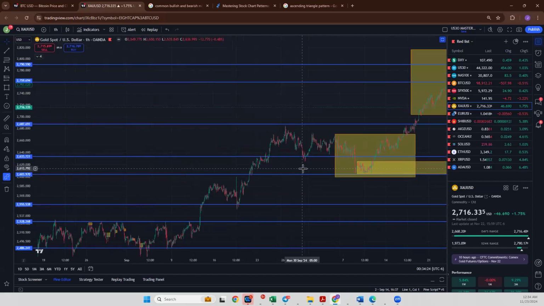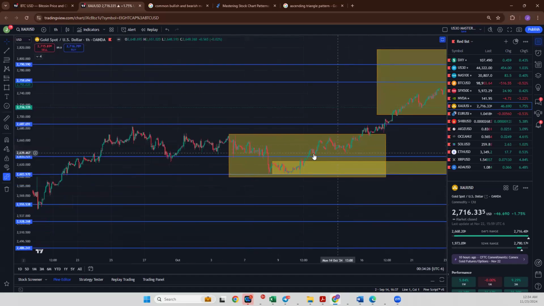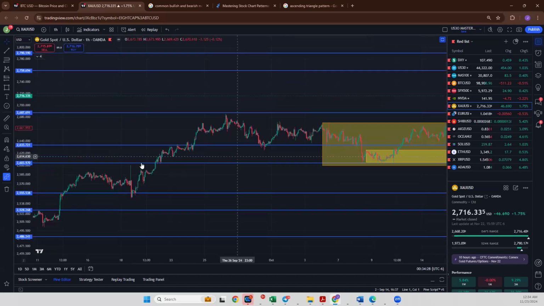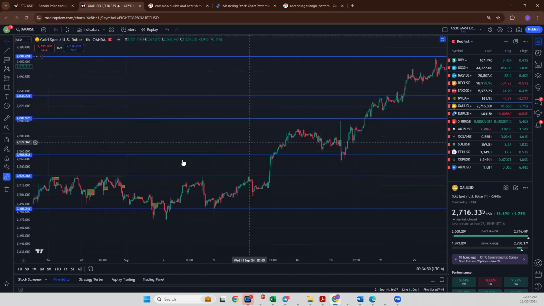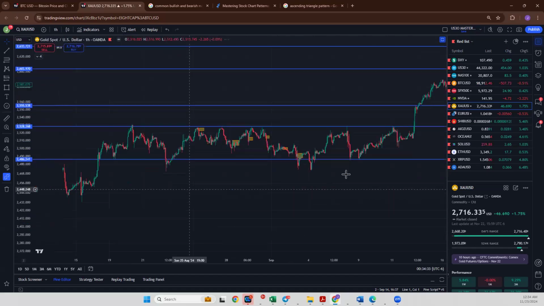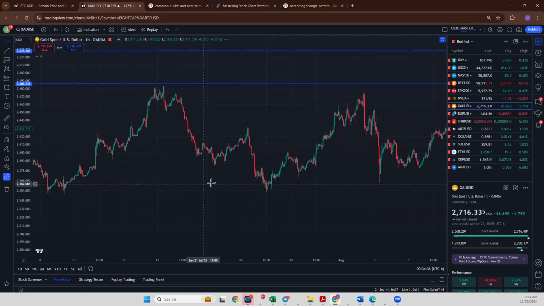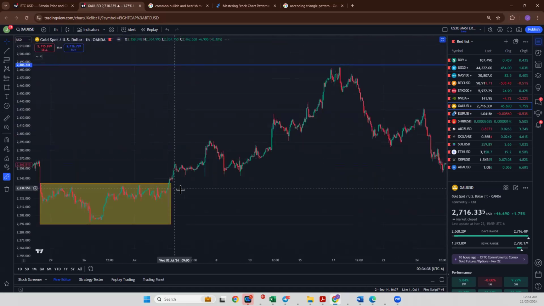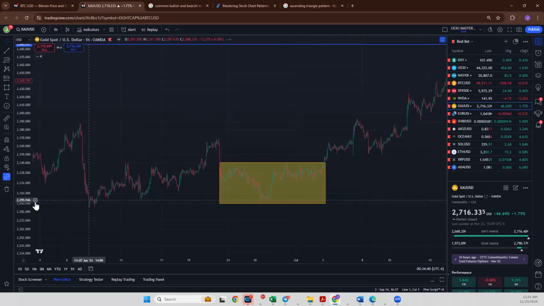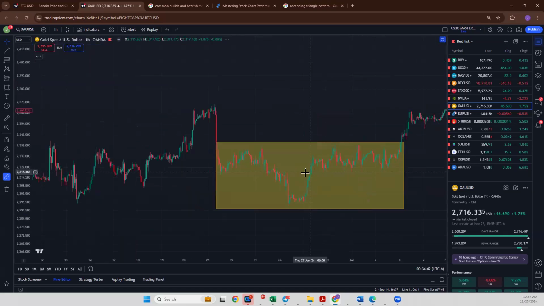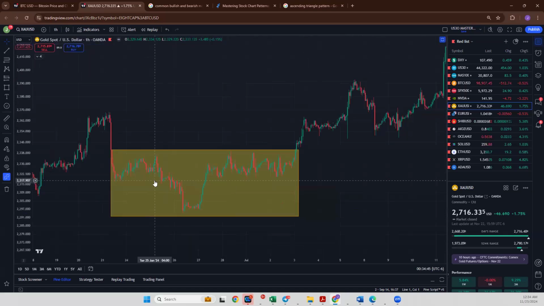So what you're looking for is a left shoulder, a right shoulder, and a head. The more you practice looking for these types of structures, the better you'll get at identifying and predicting them. This is a really good version of a head and shoulders or inverse head and shoulders. This one is a lot more square.